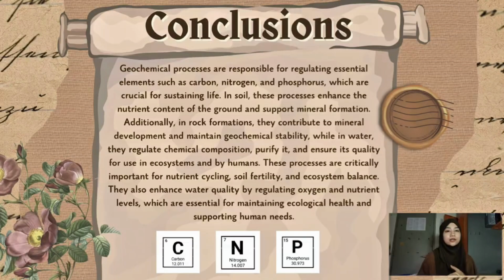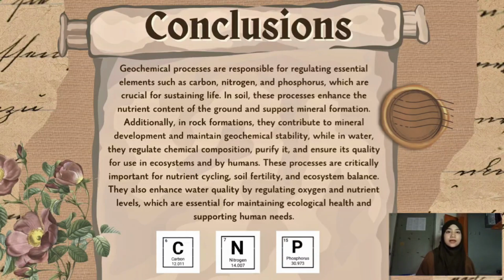In conclusion, geochemical processes are fundamental to the health of Earth's ecosystem and the survival of life. In particular, they regulate key elements such as carbon, nitrogen, and phosphorus that are necessary to sustain life on Earth. In the soil, these processes not only enrich the ground with essential nutrients, but also help form minerals that improve soil structure and water retention.